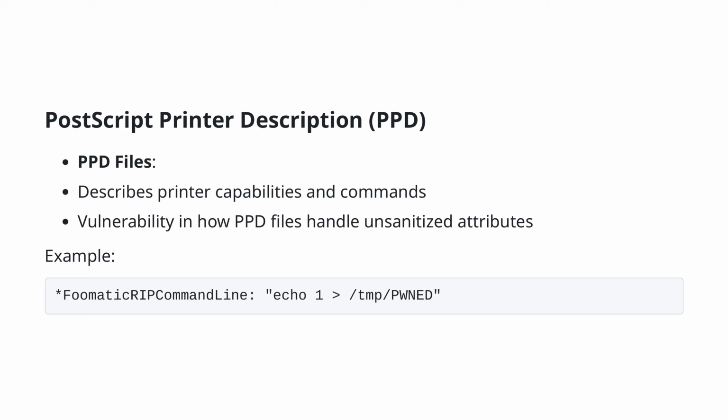This line within a PPD file illustrates how unsanitized attributes can be exploited, leading to potential command execution on the system. This vulnerability can provide attackers with a method to execute arbitrary commands, thereby compromising system security. Understanding and mitigating these vulnerabilities is essential in maintaining secure printing environments. Next, we'll explore how legacy components like Foomatic-rip have contributed to such security concerns historically.